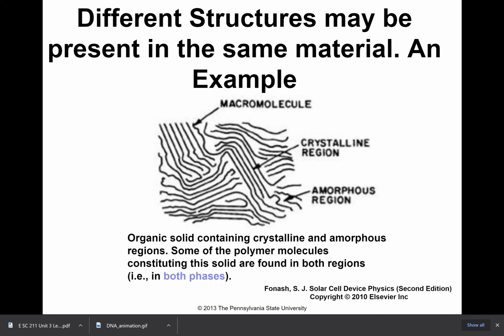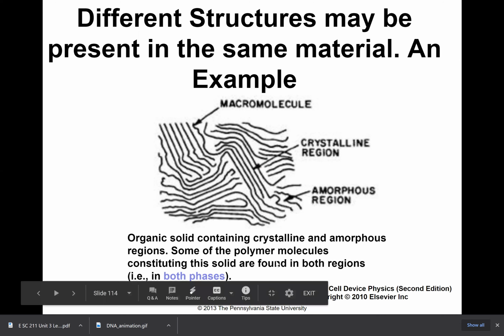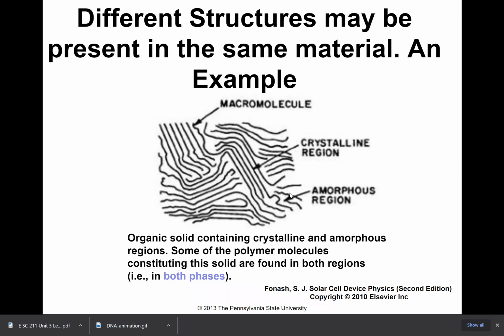Different structures can be present in the same material. For example, organic solids containing crystalline and amorphous regions. Some of the polymer molecules constituting this solid are found in both regions. So you have a crystalline region, and then you have an amorphous region.